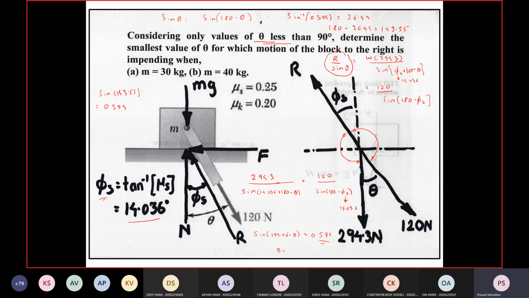We know that relationship. So here when you take the inverse, 194.06 minus theta should be equated to 143.55, and then calculate the value of theta, because we need the value which is less than 90 degrees. 50.51. 50.51, correct. 50.51 is the correct answer.